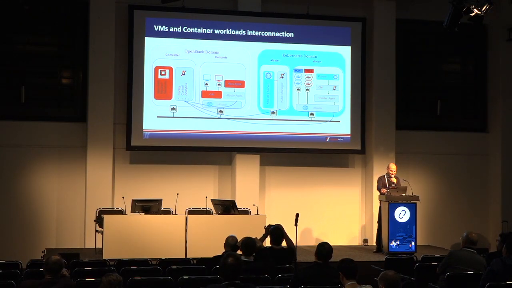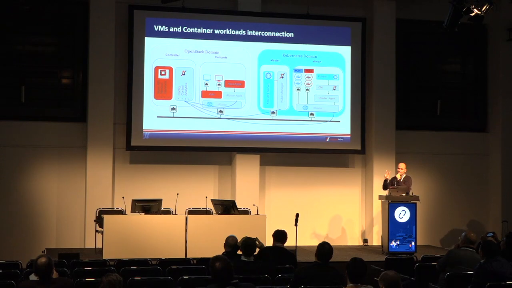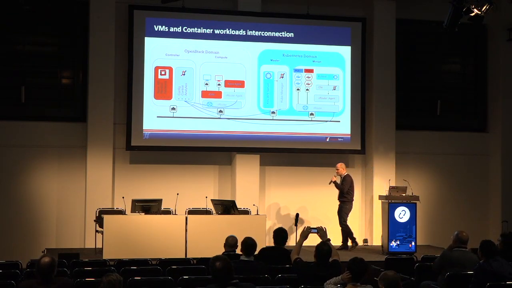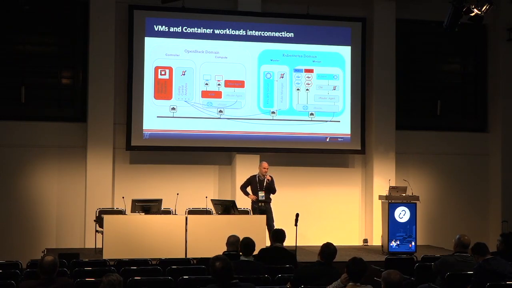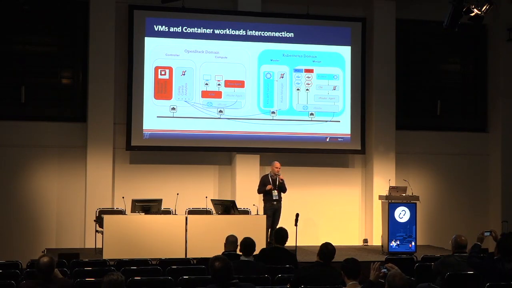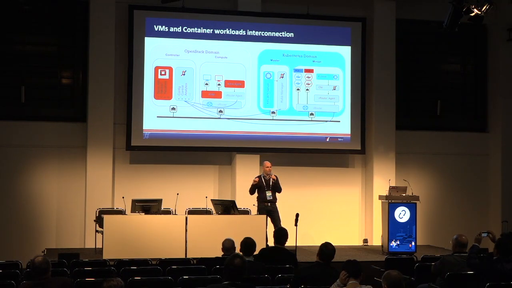Okay, this is a bit of a busy slide. There are two main models to have coexistence of virtual machines and container, basically OpenStack and Kubernetes, inside the same environment. So the first model that is described here is, let's say, a side-by-side model where you have your virtualized machines which are deployed by OpenStack, and you are running Kubernetes directly on top of bare metal.